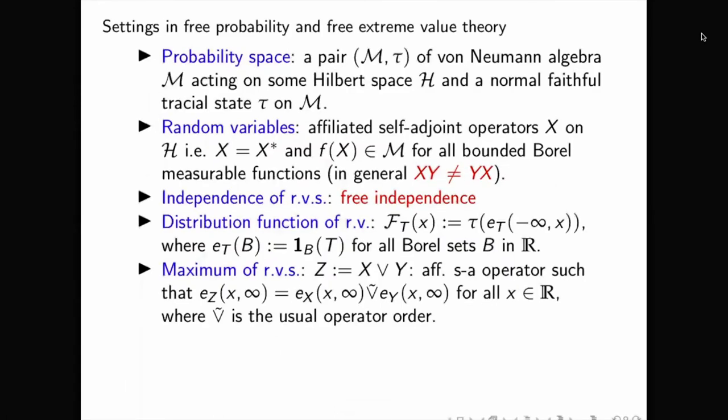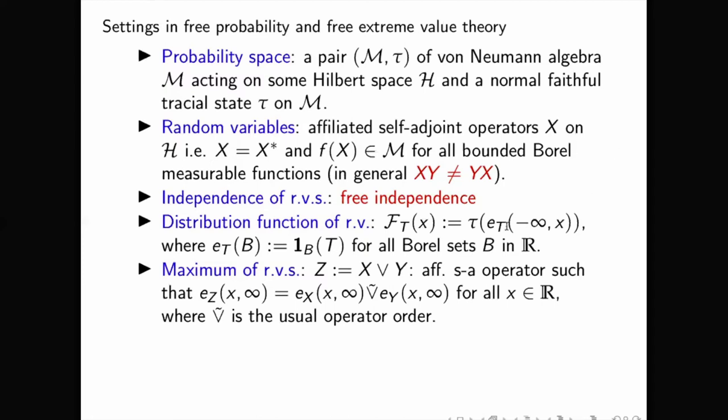In free probability theory, we can consider the concepts of probability theory, for example, probability space, random variables, independence, distribution function, and maximum of random variables. In free probability theory, a probability space is a pair of an operator algebra and a normal faithful tracial state. The tracial state is called the expectation of random variables. Random variables are interpreted as affiliated self-adjoint operators. Independence is replaced by free independence.